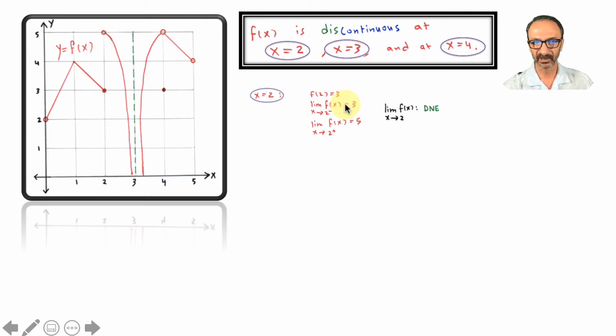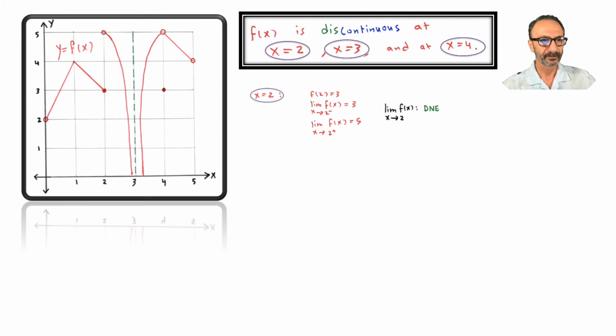And everything is written here for your convenience. F of 2 is defined at 3. The limit as x approaches 2 from the left is also 3. The limit from the right side as x approaches 2 from the right is all the way up to 5. These two are saying that the limit does not exist, and I can see that clearly from the graph. From the right and left, there is a big difference, so we call it does not exist.